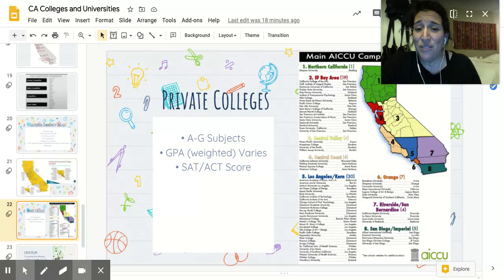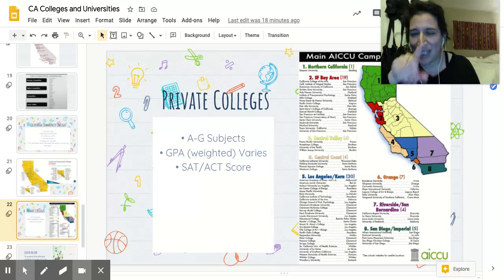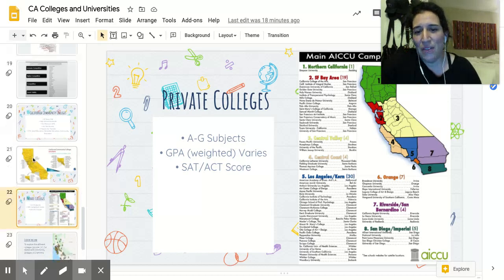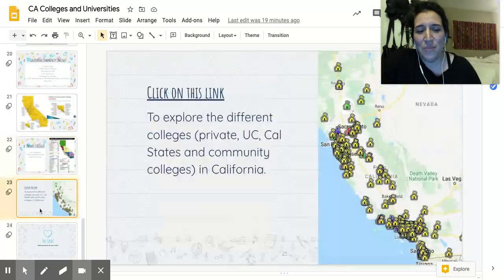I did want to go over private colleges. Just to say there are this many in California. They do look at your A through G classes, meaning classes like math, history, science, plus A through G approved electives, English, right? These are all the things that they're looking at. Foreign language. But as far as what GPA they require and whether or not they're looking at the SAT score, you would have to check specifically with that college.